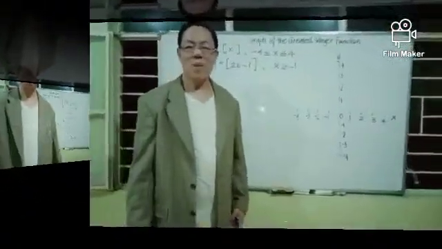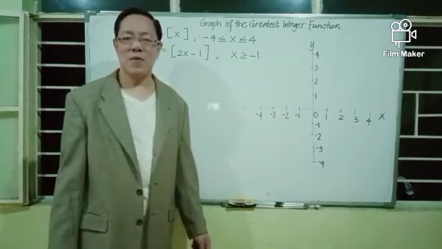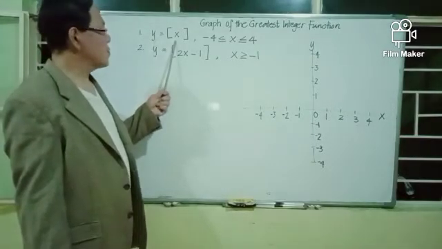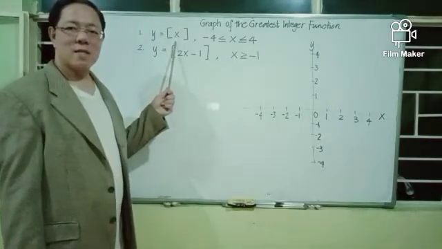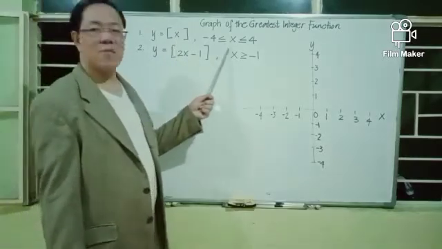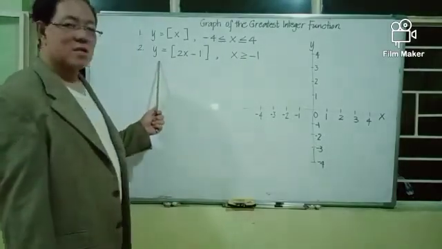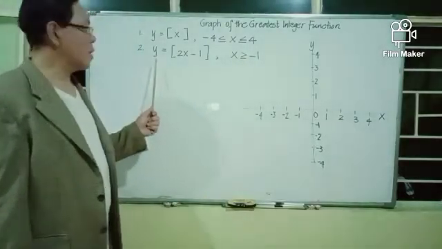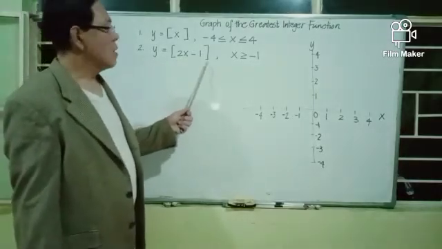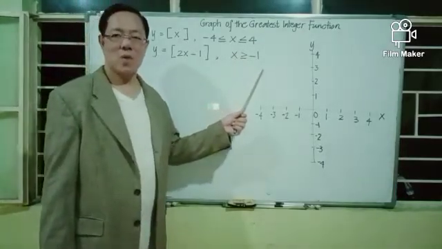For our examples of how to graph the greatest integer function, consider the following problem. Number 1, y is equal to the greatest integer function of x. This is actually the floor of x for values of x between negative 4 and positive 4. And we sketch the graph of y equals the floor of 2x minus 1, where the values of x are those that are greater than or equal to negative 1.